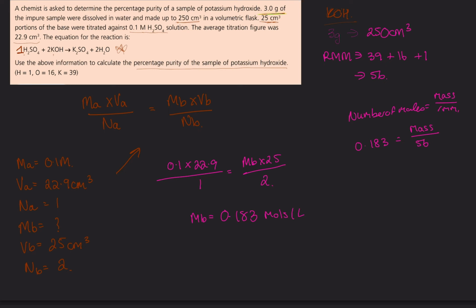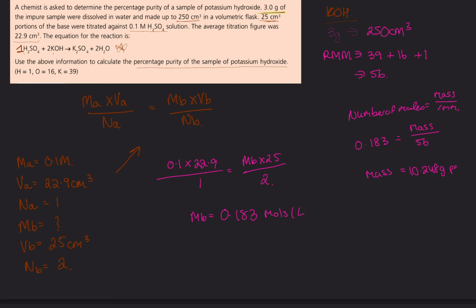Okay, and if you go and work that out to find out what the mass is, by multiplying 56 by 0.183, you would get 10.248 grams per litre. So there's 10.248 grams there.